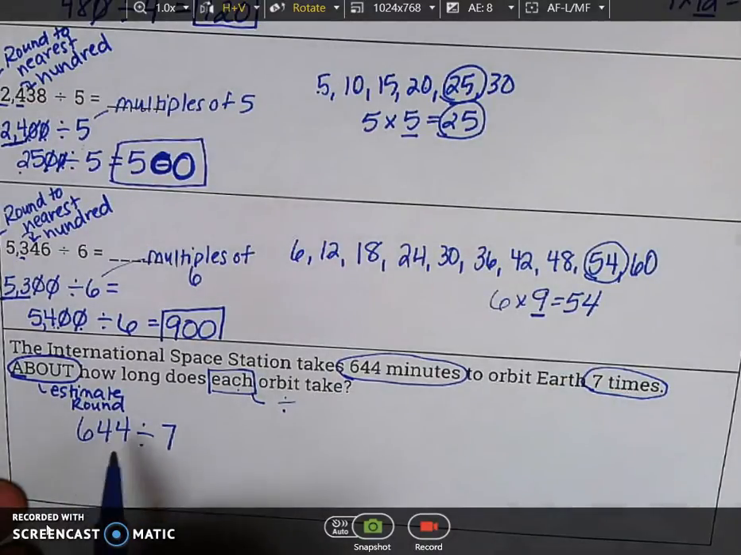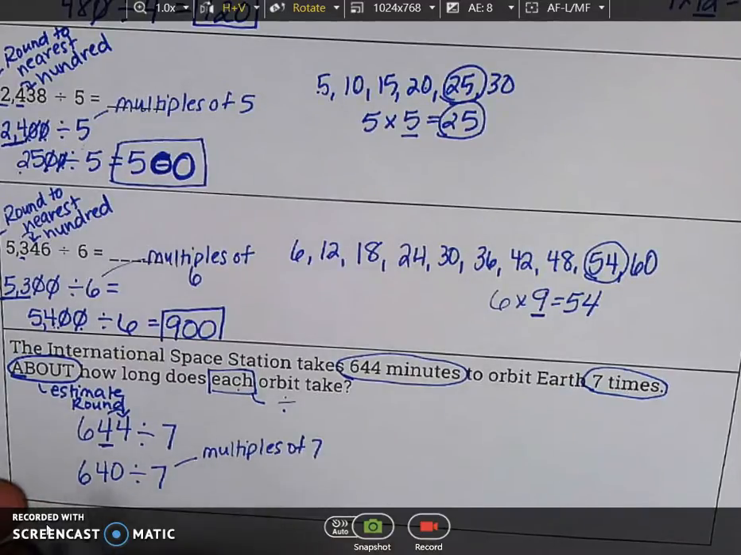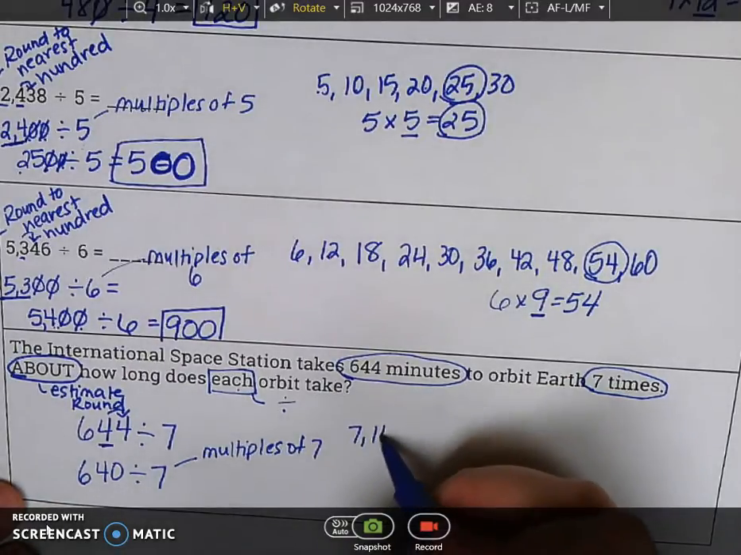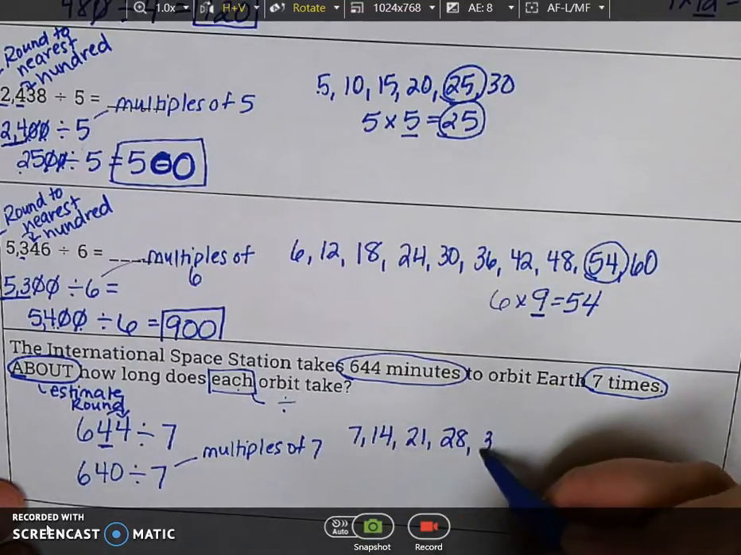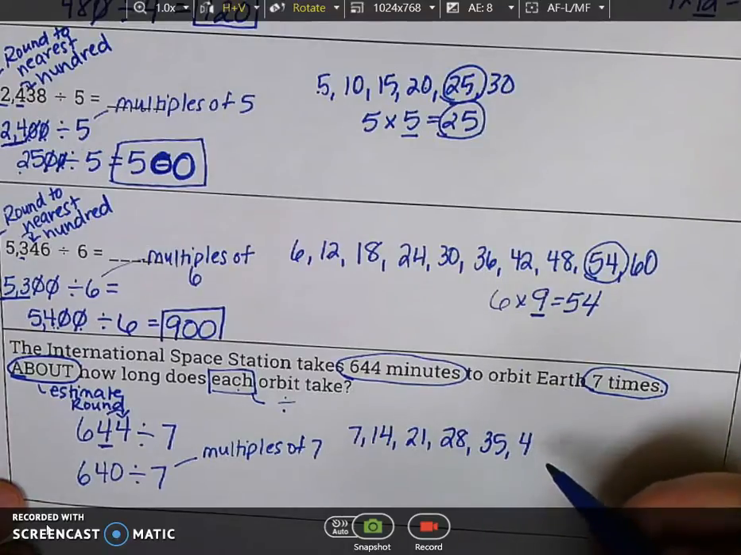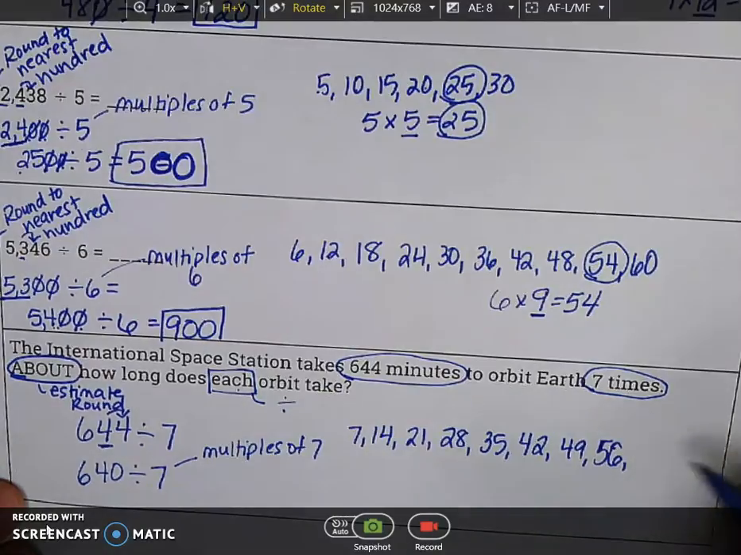So rounding this one, I'm going to round to the nearest 10. So I look to my right. The 4 means I keep it the same. So I'm going to do 640 divided by 7. So let's get our multiples of 7. How many times can 7 fit into 640? Times 3, times 4, times 5, times 6, times 7, 7 times 8, 7 times 9, and 7 times 10.